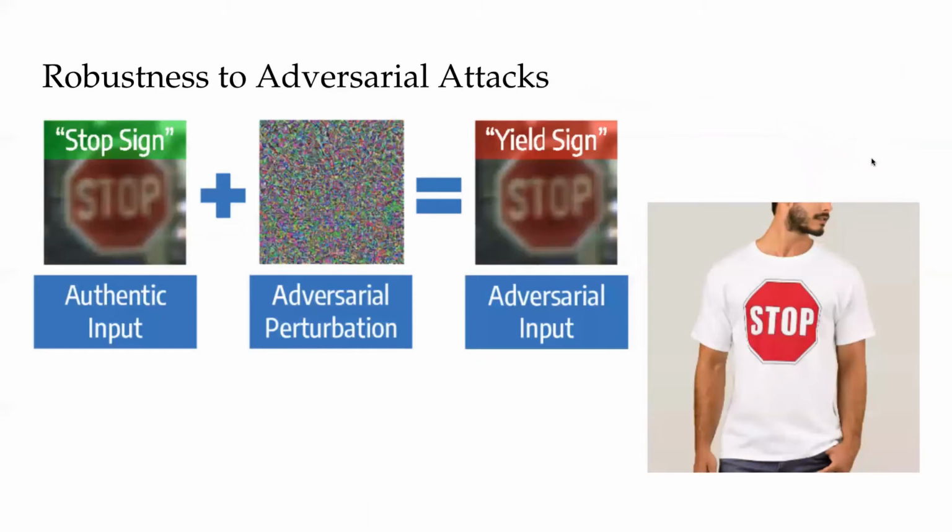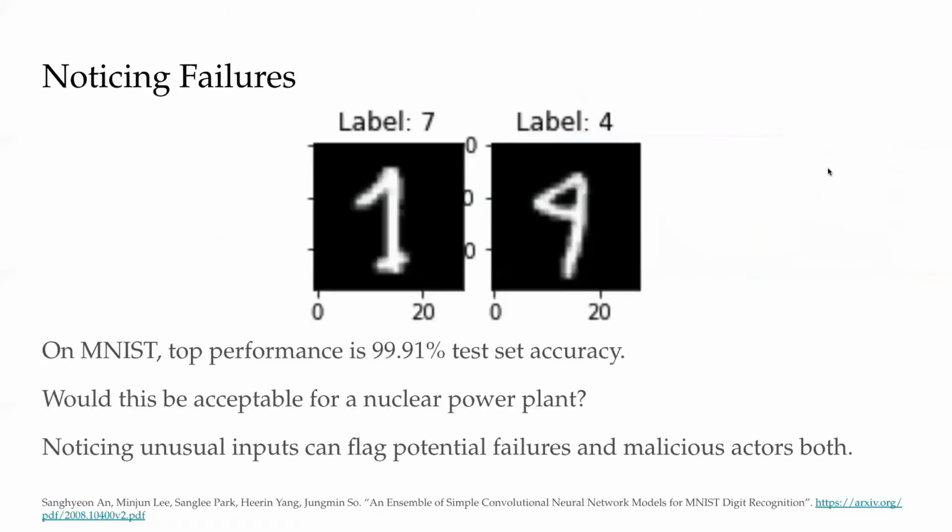What are some failures? MNIST is an extremely easy data set. And on MNIST, the best model that I was able to find online, from Google, has a 99.91% test accuracy. This is really good. And the ones that it gets wrong are really weird, like this 7 and this 4, which clearly look like a 1 and a 9.